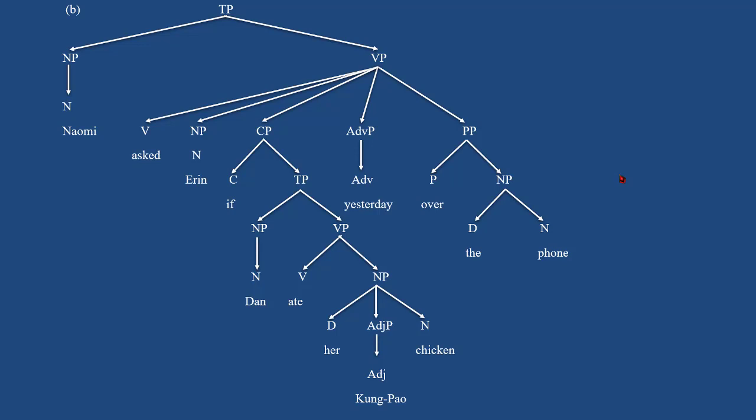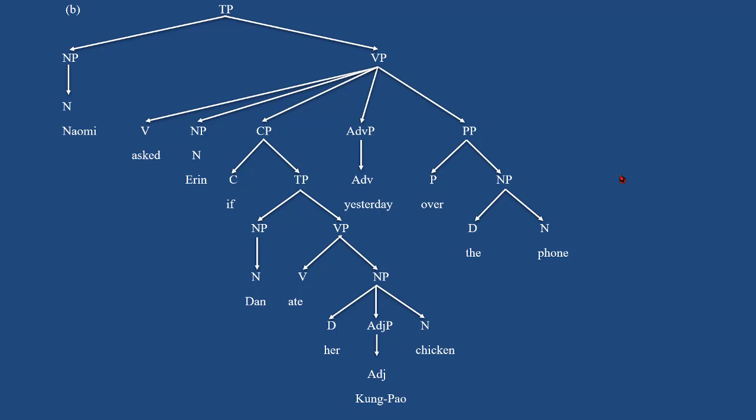So TP consists of an NP and VP, as always. VP, we have verb, we have an NP, and then we have CP. CP branches down, okay, as you can see, which consists of F. F is a C, just like that. F, then. So yesterday over the phone, as you can see, it modifies asked. That's why it's like a sister to verb. It's not sister to ate. All right. So this shows that yesterday over the phone modifies asked, but not the verb ate.